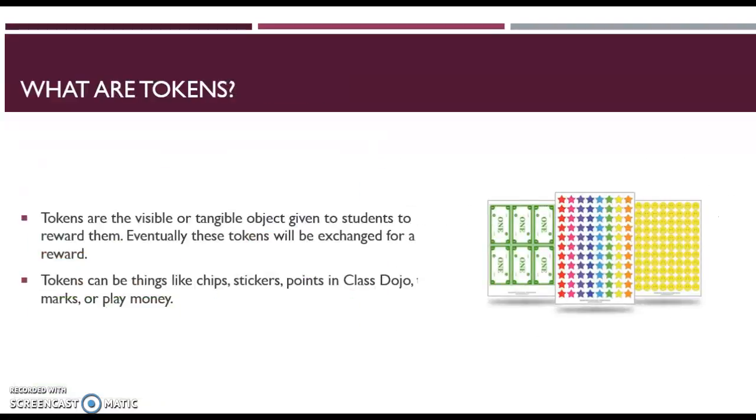What are tokens? Tokens are visible or tangible objects that are given to students to reward them. Tokens are collected over time and exchanged for a reward. Tokens can be many things. They can be fake money, stickers, chips, points in Class Dojo, tally marks, etc.